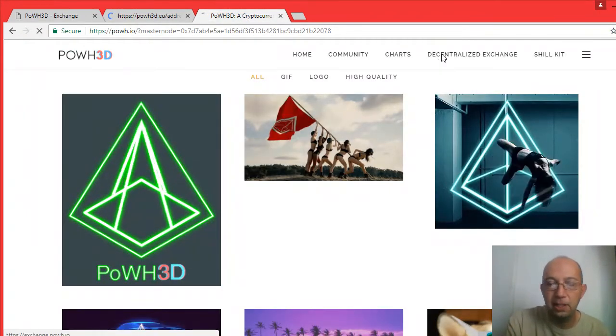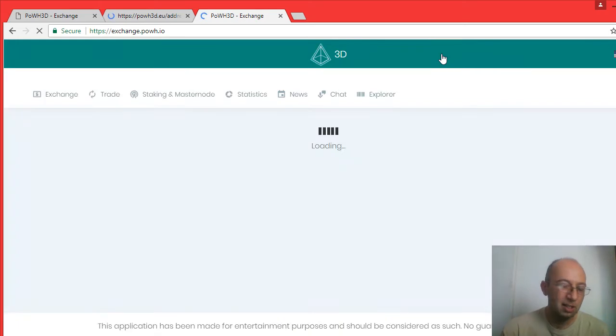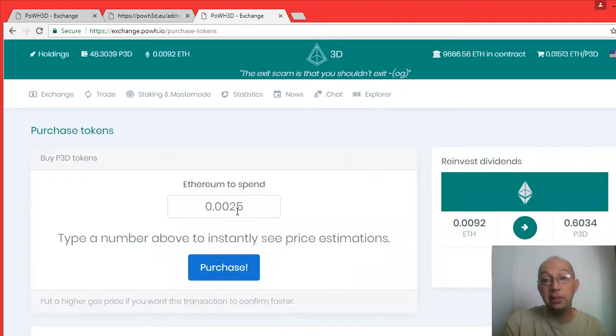We'll click on decentralized exchange. Now, if this is your first time coming to this site and you click on the exchange, it's not going to look like the way mine does because you have to be logged in. And it'll probably tell you you're not logged in. And you could click around this site forever saying, how do I log in? And there's no login button because you do not log in on this site.